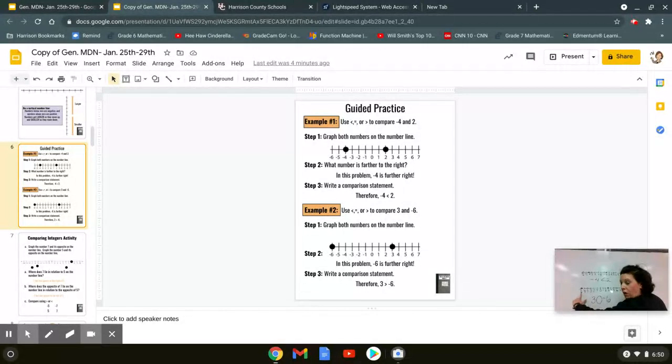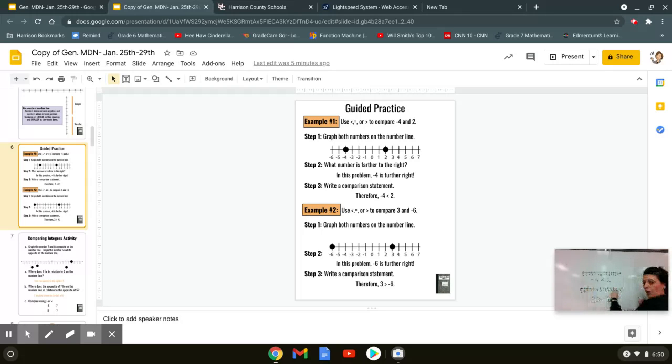It's small. I owe $6. +3 says I have $3. So I would rather have $3 than to owe 6. So the alligator eats the bigger number. 3 is greater than -6 because it's further to the right on my number line.